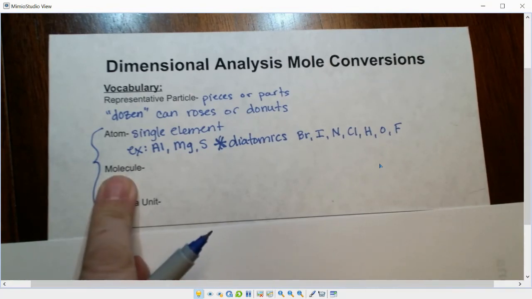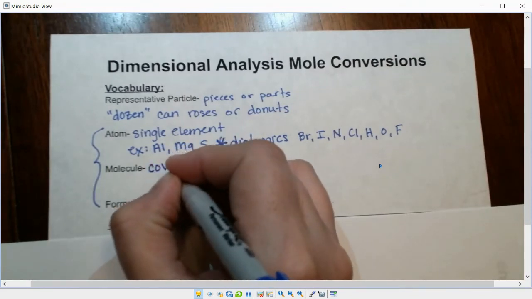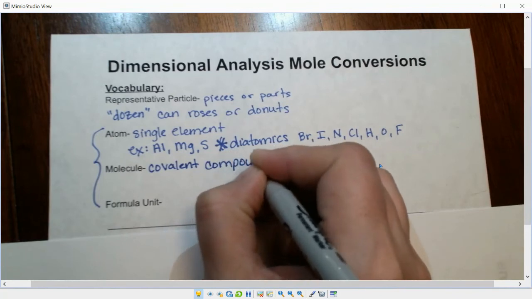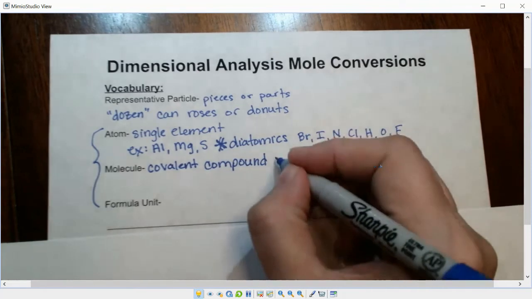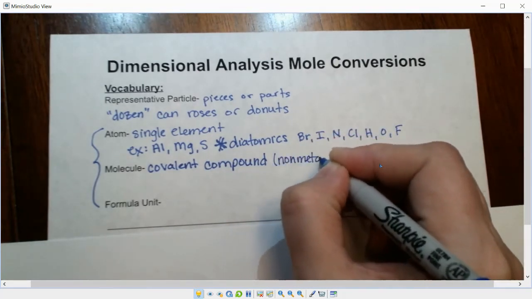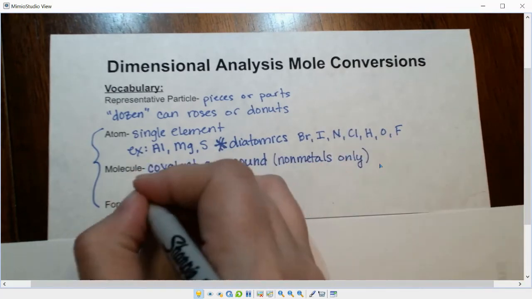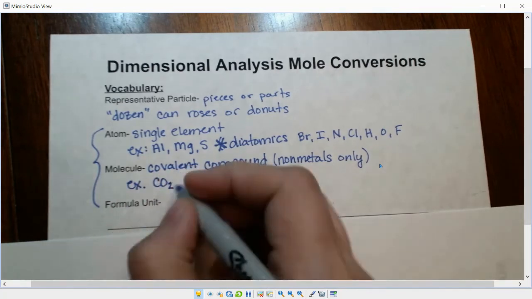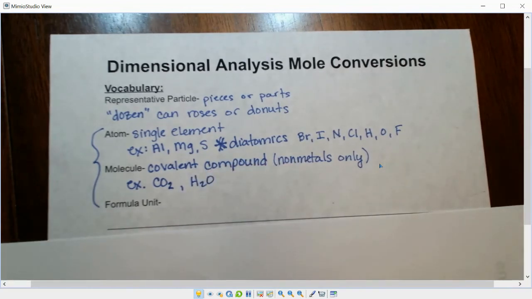Which brings us to this term molecule. The word molecule specifically means a covalent compound. So thinking back to the last unit, covalent compounds are compounds that are formed between nonmetals only. And a couple examples of covalent compounds would be something like CO2, carbon dioxide, or water, H2O. Those are both covalent compounds.